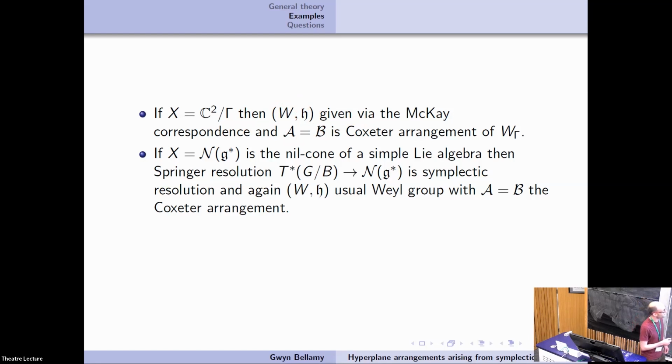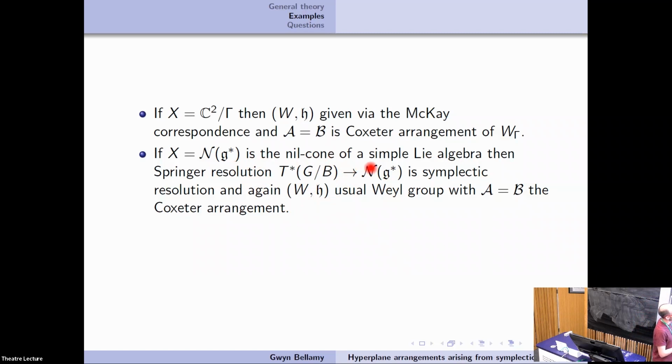So you can ask, well, what about the other Weyl groups? One way you can realize those is to look at the nilpotent cone for the corresponding simple Lie algebra. That's a symplectic singularity. It has a canonical resolution, which is the Springer resolution. And you notice this is a cotangent bundle, so it's symplectic. So that tells you this is a symplectic resolution. And again, when you run this whole machine, it goes back to more classical results, but what you get back is just the Weyl group for that algebra and the Coxeter arrangement.